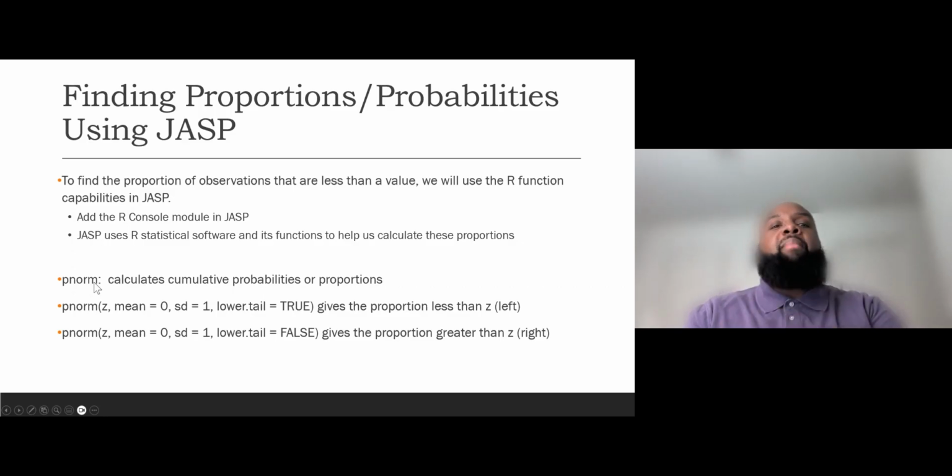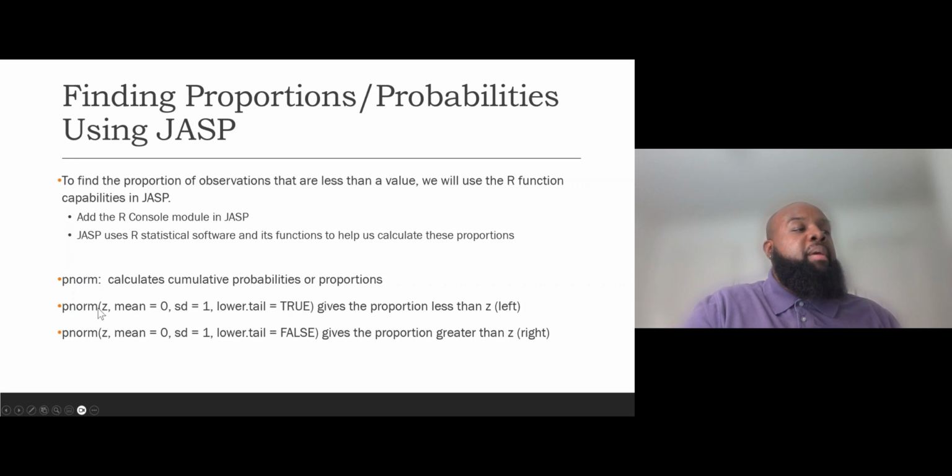Now, just like in math, if you've ever taken pre-calc or algebra, you've talked about functions. A function is something that takes in inputs and spits out a single output. That is a feature of a function. And the same thing happens in how RStudio uses its functions.